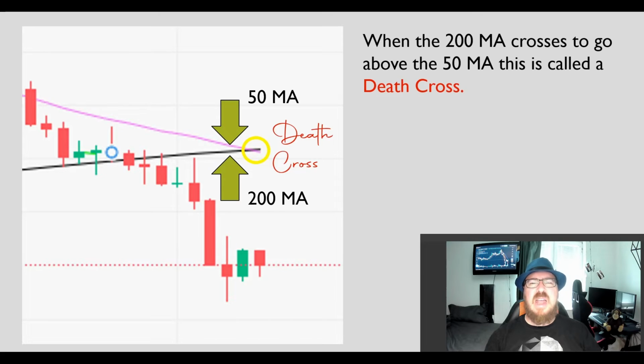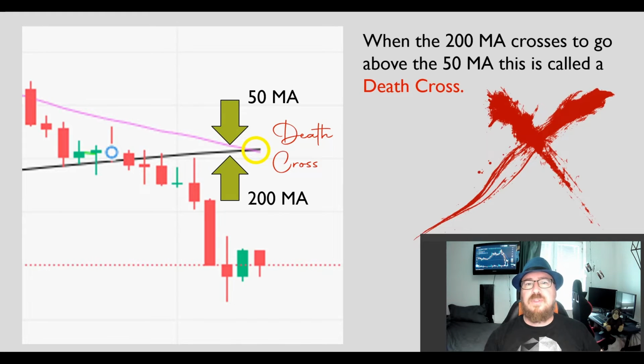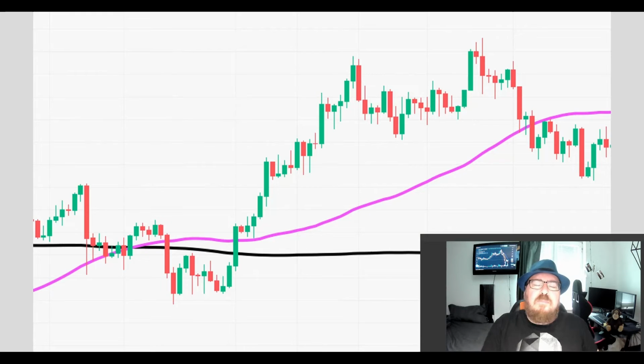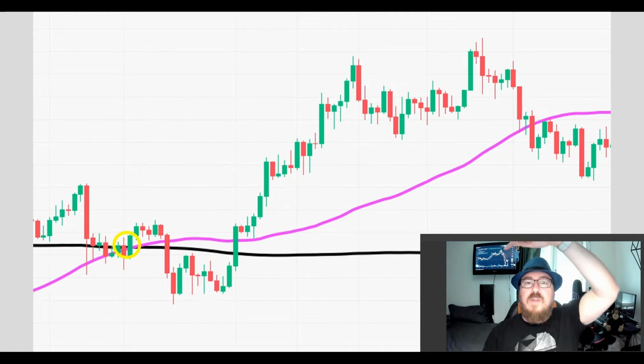Ooh, it sounds nasty, doesn't it? So, just to recap that one more time. When the 200 MA line crosses above the 50 MA line, this is called a death cross. Conversely, I just went back a little bit further into Bitcoin's chart and I found this little interesting cross. Now, can you see it? It's in the bottom left there. See, look over there. Look, there it is, just down there.